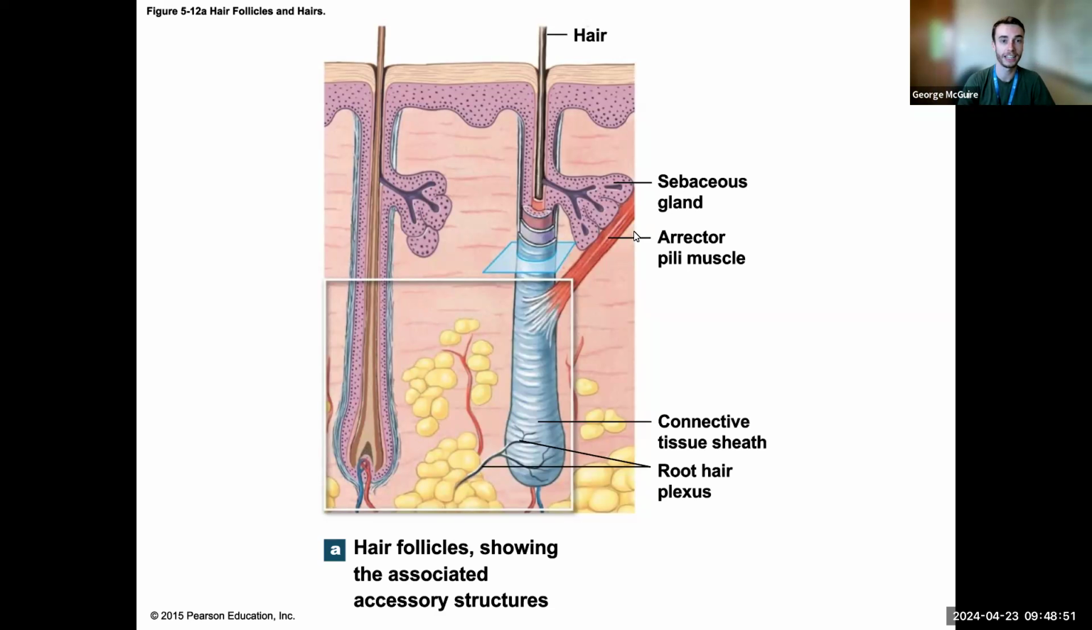We have erector pili muscles, which are going to help with sensation, as well as help with our thermoregulation. These are what pull on our hair follicles, causing our hair to stand up when we're cold. And then, of course, we have our blood supply and some nerve connection to help with that sensation.